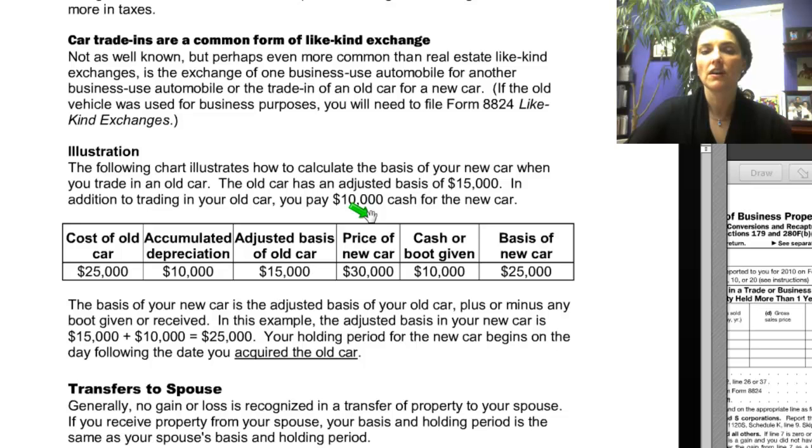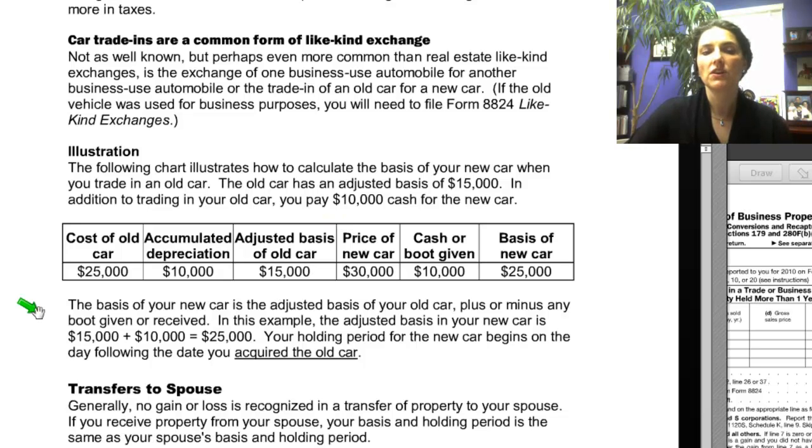The cost of the new car is $30,000, and you trade in the old car that has an adjusted basis to you of $15,000. And in addition to trading in the old car, you give the dealership another $10,000 cash, or boot it is called. And that means your basis in the new car is your adjusted basis in the old car plus your boot. That gives you a basis of $25,000. And the purchase price of the car actually is not relevant to calculating your cost basis.